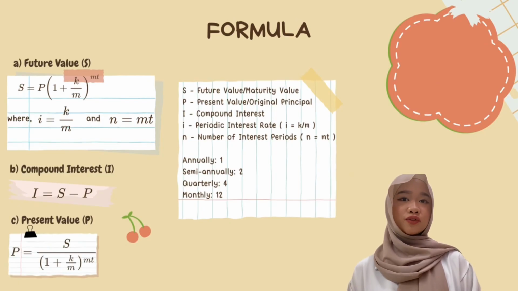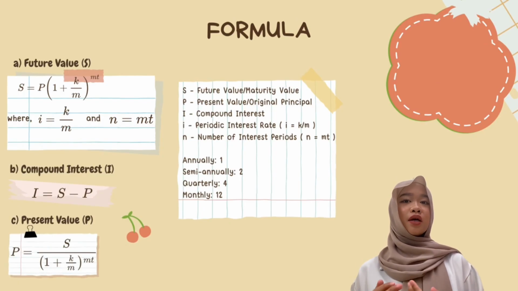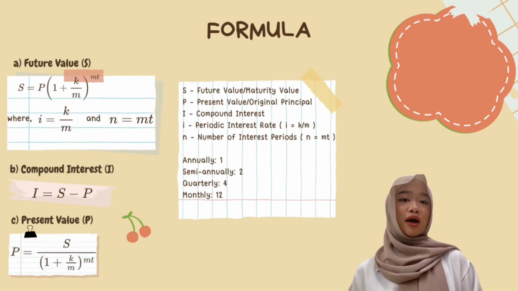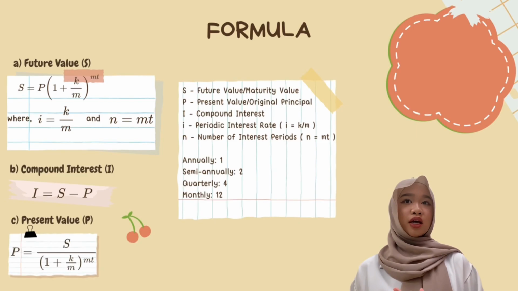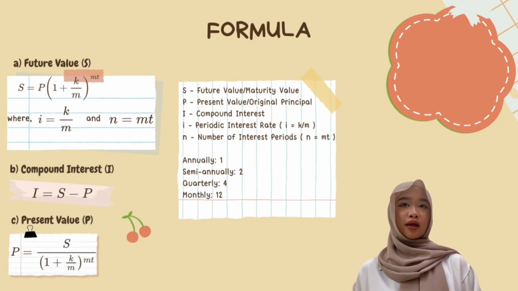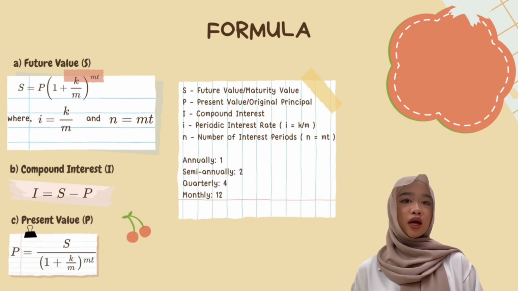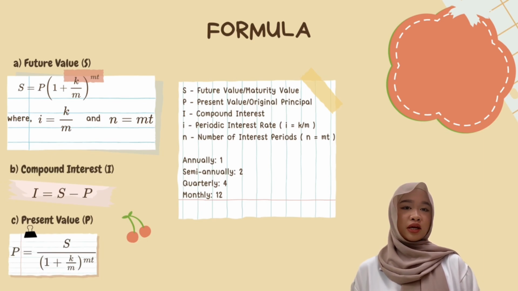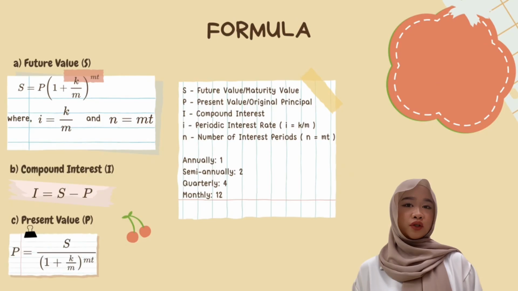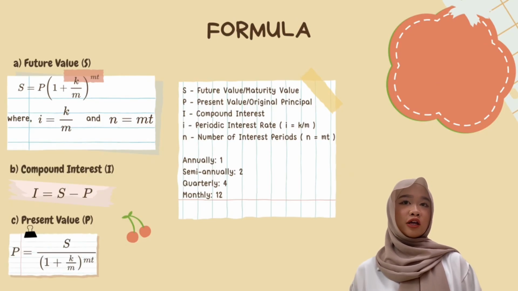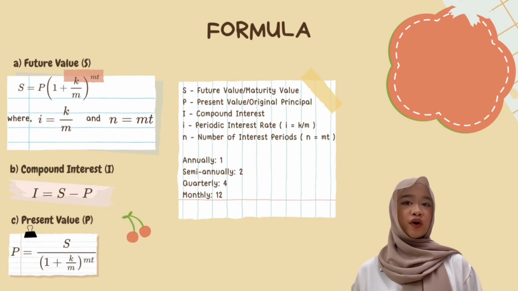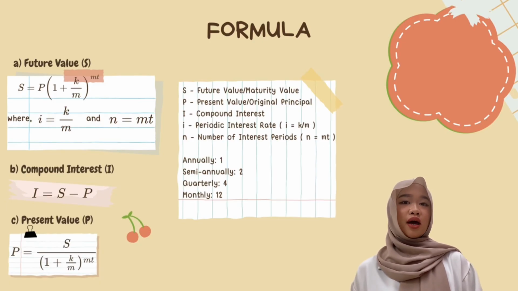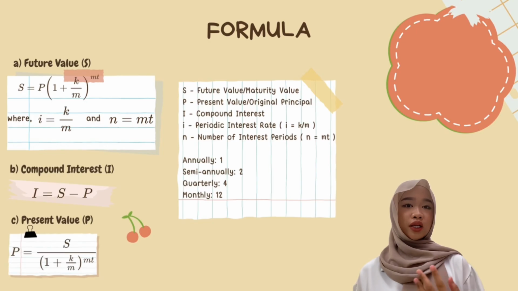To calculate compound interest, we use a few formulas. The main formula to find the future value is S equals P (1 plus i) to the power of n, where P is the principal or starting amount, K is the annual interest rate, M is how many times interest is added per year, and T is the number of years. We also use i equals K over M to find the periodic interest rate, and n equals MT to find the total number of interest periods.